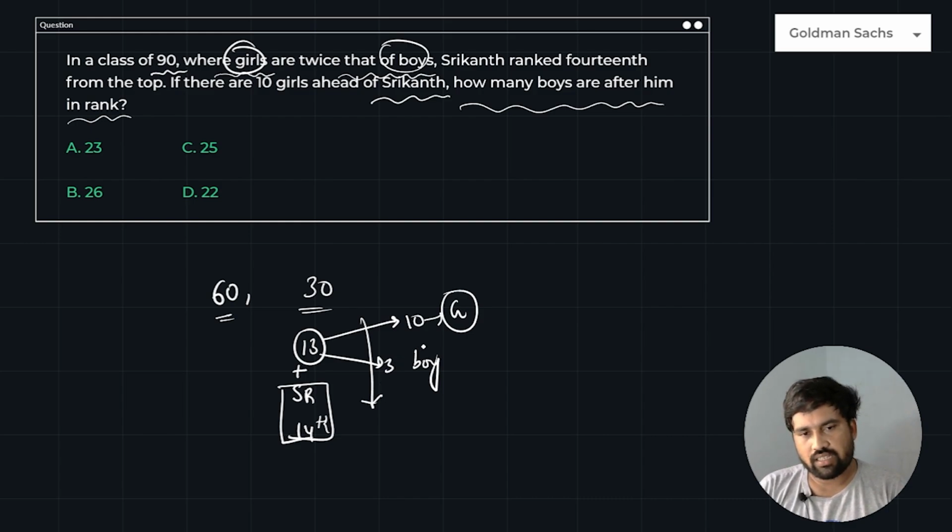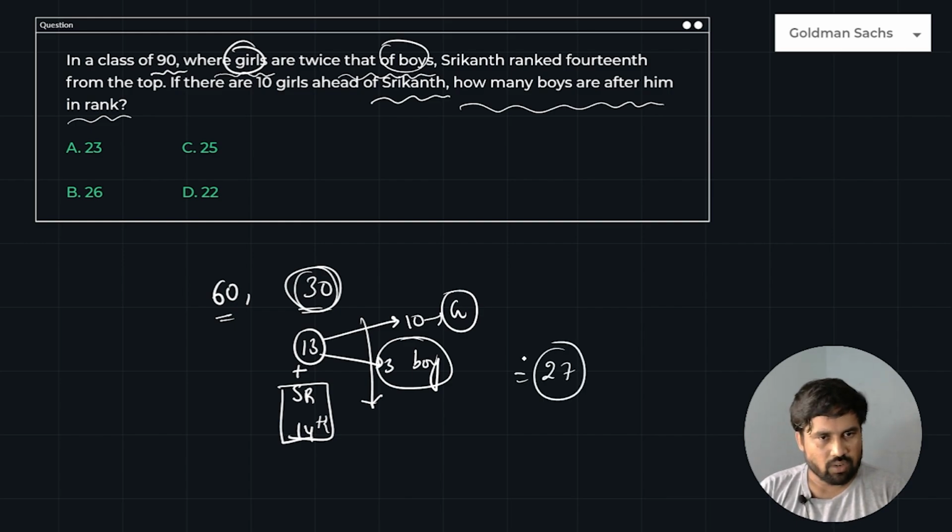Already, just look at here, guys. 3 boys were completed. Total boys are 30. So 30 minus 3, answer is 27, right? But 27 is not at all there. If they had given, for example, 27, so many people will do this and you will come up with the wrong answer.